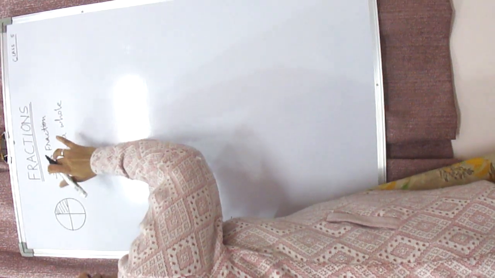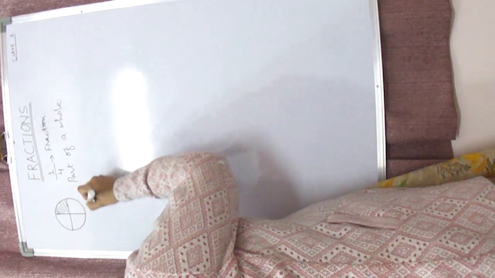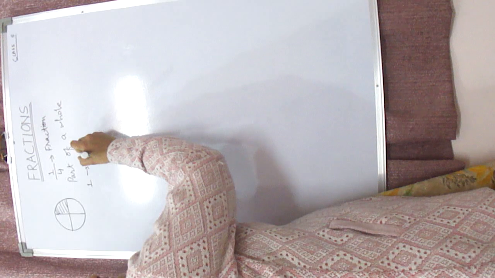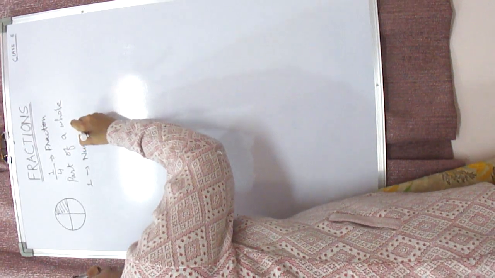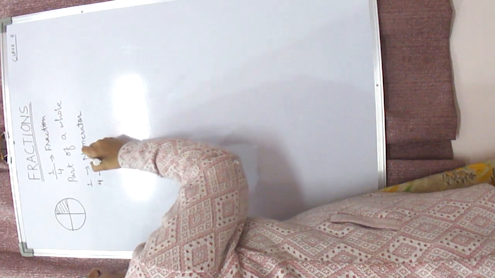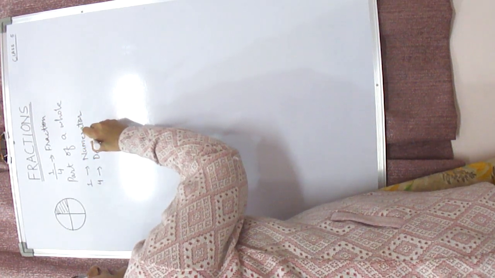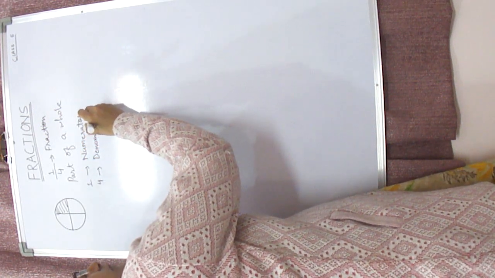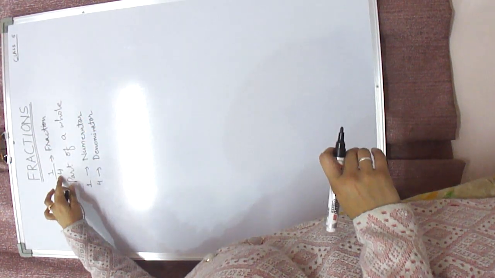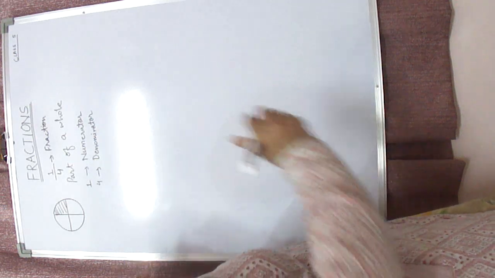Whole is described by the denominator and the part is described by the numerator. What is numerator and denominator? 1 here is telling us about the numerator. 1 is called numerator and 4 here is called denominator. The number which is written upwards is a numerator and the one which is written downwards is called denominator.